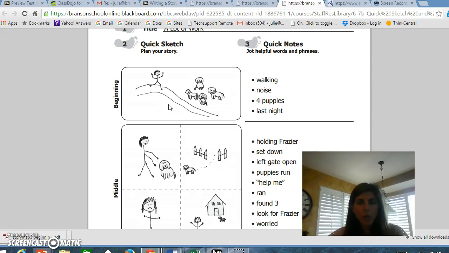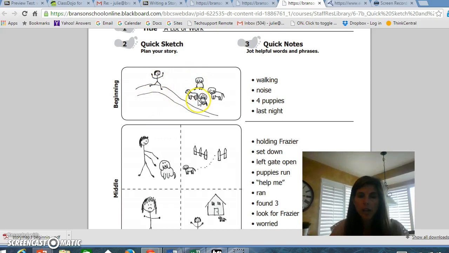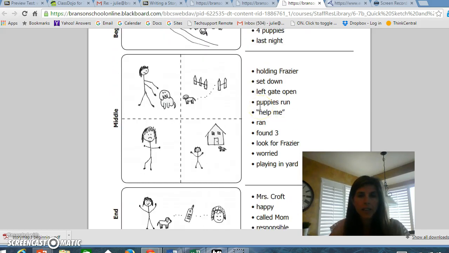So what you'll do is you'll read your story, and then you're going to think about, okay, well, what could happen next? What would be like a chapter 2 to a story? And so then you would kind of write out what happens in your beginning, and you can jot a few words down, and then a middle.